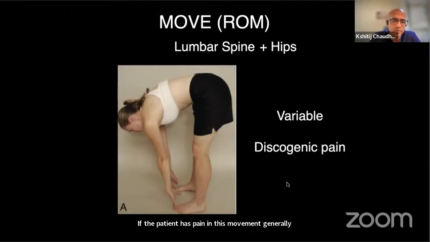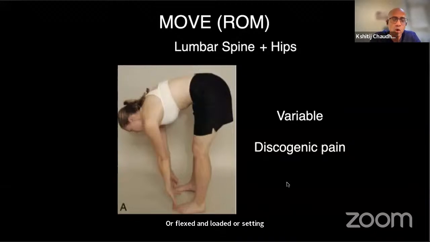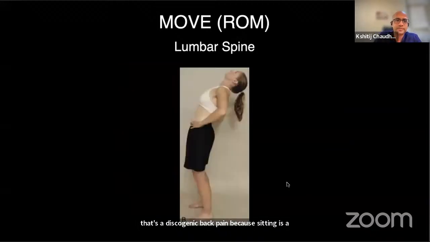Typical patients with pain originating in the disc or discogenic pain would have a flexion intolerance, which means that they will feel more pain in positions which are flexed or flexed and loaded, or sitting position. Like if you get a history of prolonged sitting and having back pain, that's a discogenic back pain, because sitting is a flexed lumbar spine position.